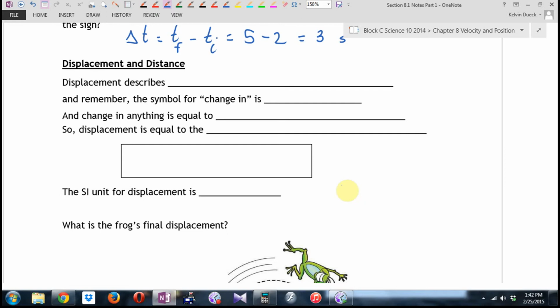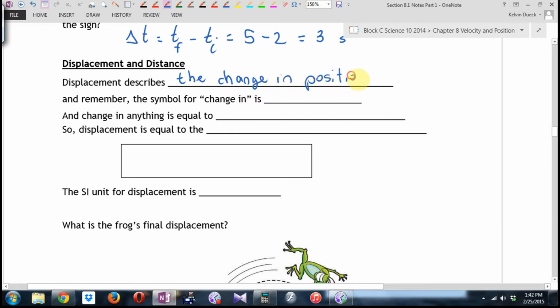Displacement describes, I said this, the change in position. But what did I just tell you the symbol for change in was? Delta, triangle. The next line, I'd like you to put a little star next to, another little star next to, another little star next to. This is actually really handy.